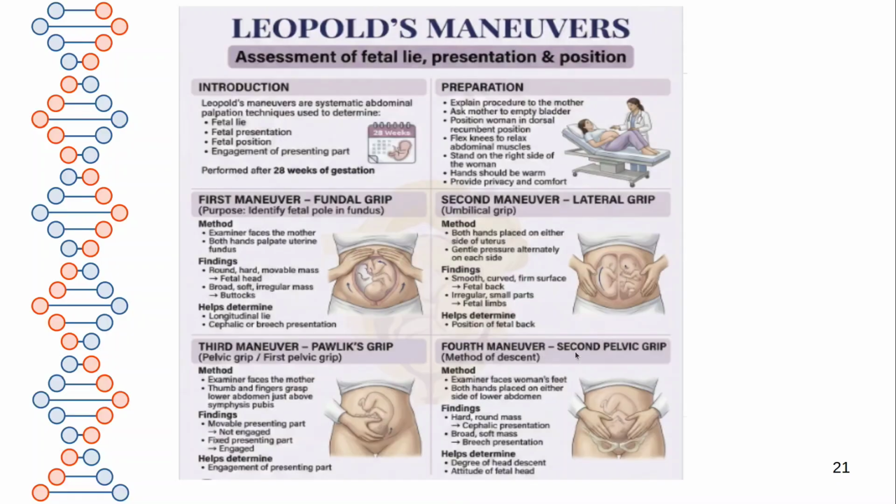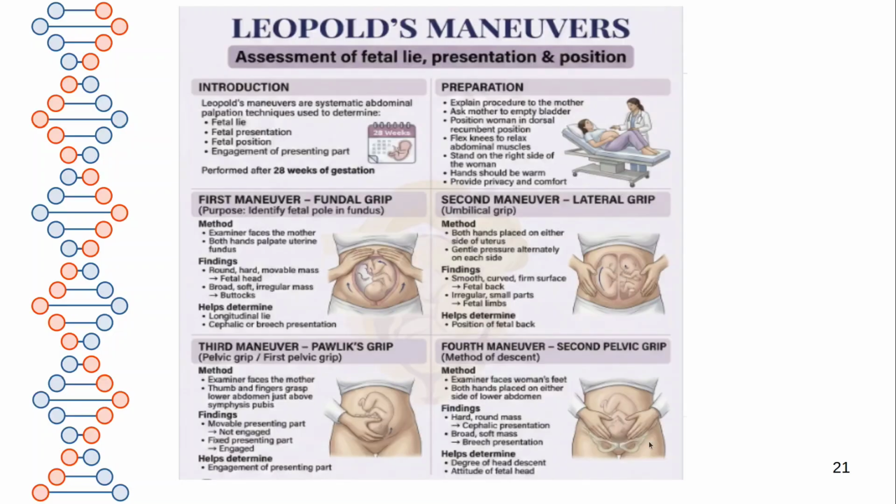The fourth maneuver is the second pelvic grip, or method of descent. For this, the examiner faces the woman's feet. Turning towards the woman's feet, the examiner places both hands on either side of the lower abdomen, as shown in the picture. A hard, round mass indicates the head is the presenting part, so cephalic presentation.